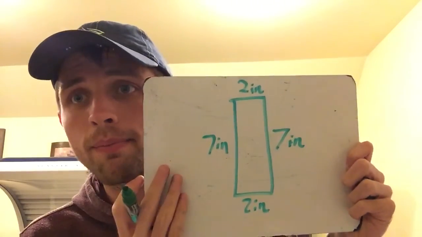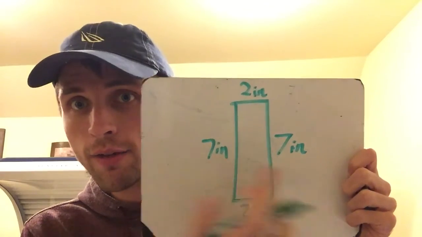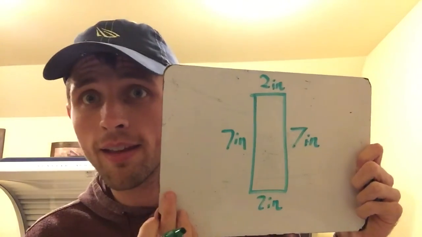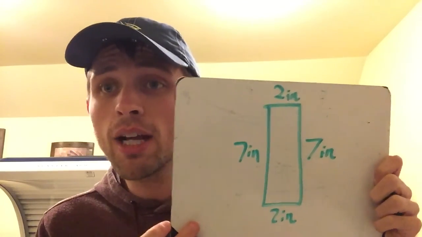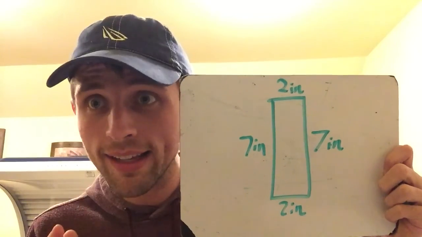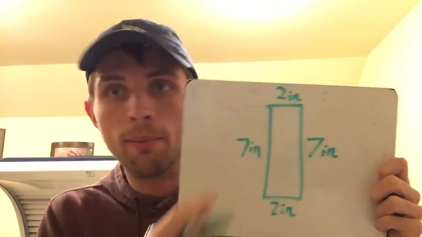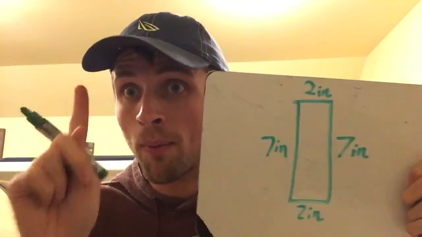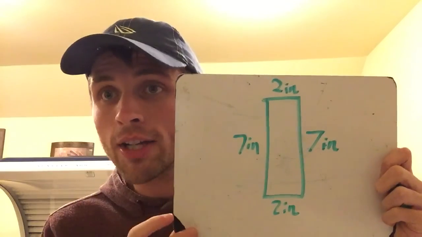What is my length? 7 inches, right? 7 inches over here and 7 inches over here. What is my width? 2 inches, right? 2 inches over here, 2 inches over here. Remember, area is length times width, all right? I'm not going to multiply 7 times 2 times 7 times 2. I'm not going to do that. I'm just going to multiply one length and one width, right? So what is my equation going to look like?